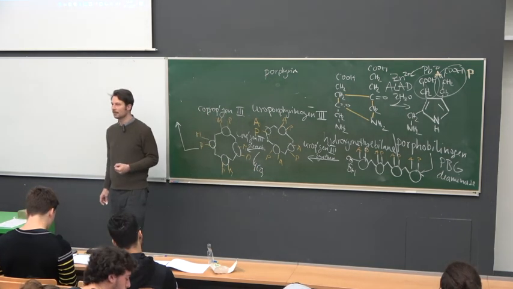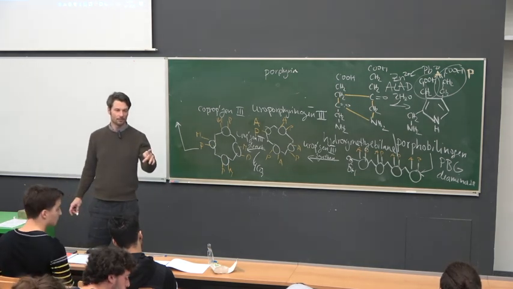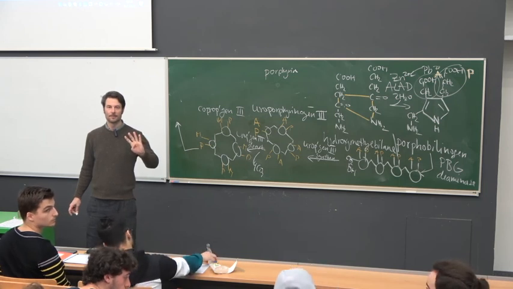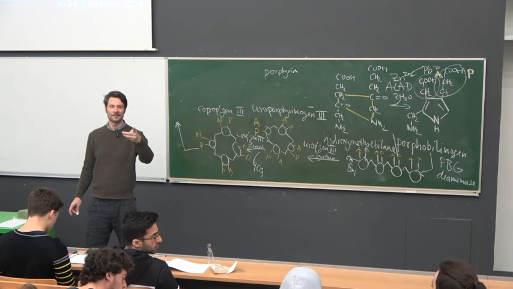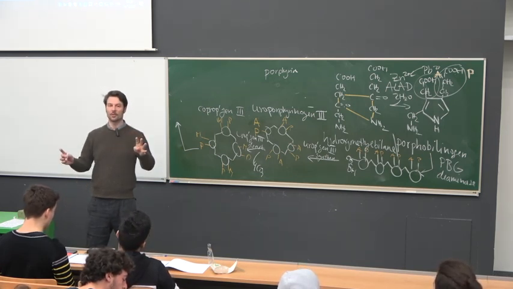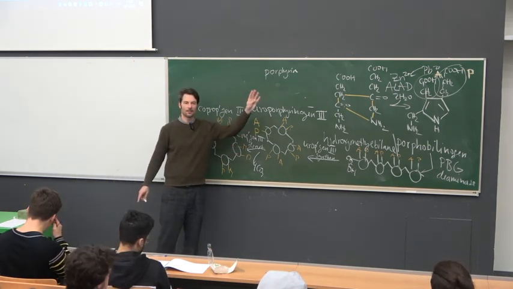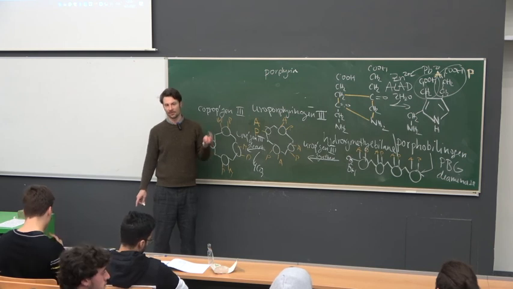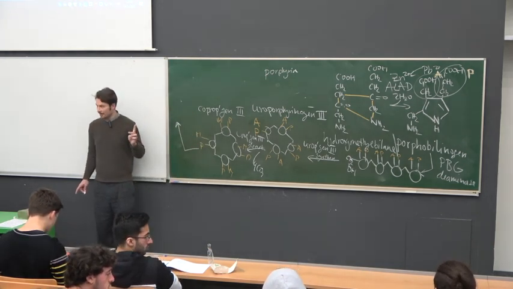All right. In the next step, you have a question? You can ask me. Because they become decarboxylated. That's what uroporphyrinogen III decarboxylase does. It takes away the carboxyl groups from all the A's and turns them into methyls.